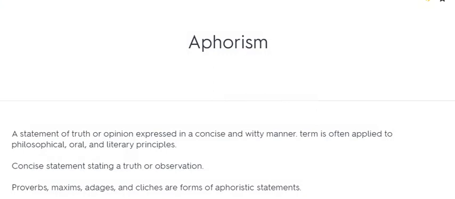Aphorism. A statement of truth or opinion expressed in a concise and witty manner. The term is often applied to philosophical, moral, and literary principles. Concise statements stating a truth or observation. Proverbs, maxims, adages, and cliches are forms of aphoristic statements.